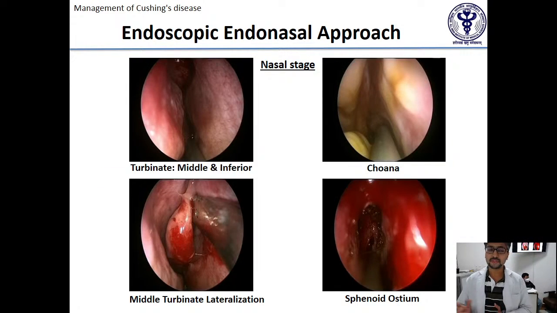Now let's look at the various stages of the surgical management. In these cases, the first step is the nasal stage, where essentially you create a space in the middle meatus between the middle and the inferior turbinates and the septum, so that you can access the choana, and about 1.5 centimeter above the angle of the choana lies the sphenoid ostium, and that can be either seen or palpated using a fine dissector. And also with modern gadgets like neuronavigation, it helps us to localize that.